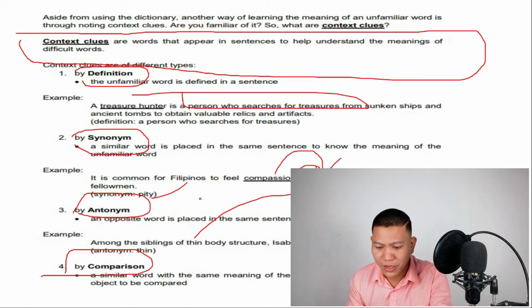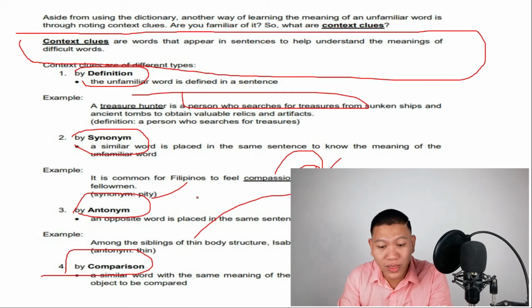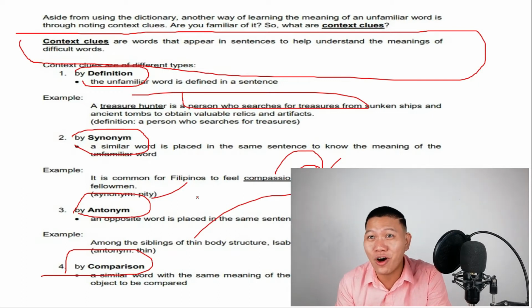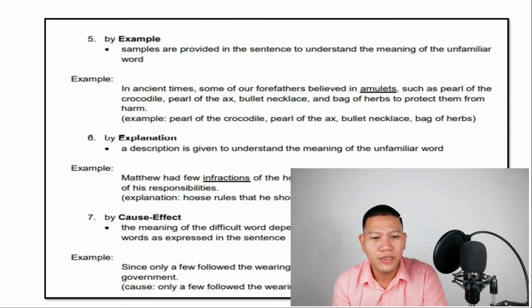Now, by comparison. So when we say comparison, it's context clues wherein a similar word with the same meaning of the unfamiliar word is placed with an object to be compared. So we use an object to compare its meaning. Example.